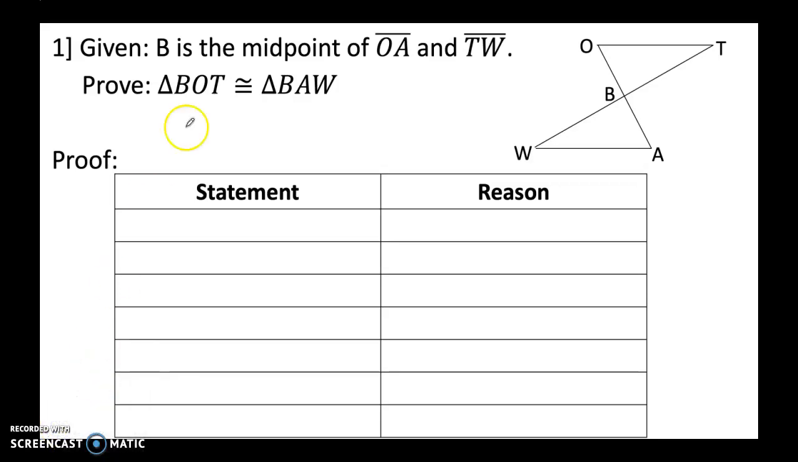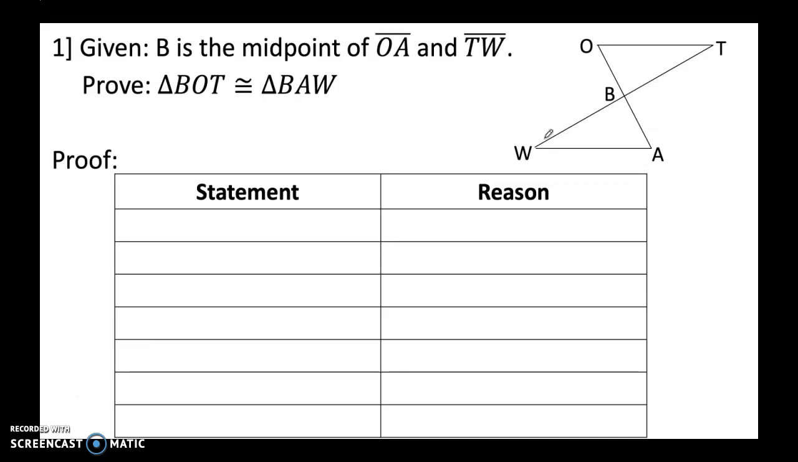So let's prove this one. Given point B is the midpoint of segment OA and segment TW, prove that triangle BOT is congruent to triangle BAW. So you can pause the video if you want to prove, and then continue the video to check if you got the correct answer.